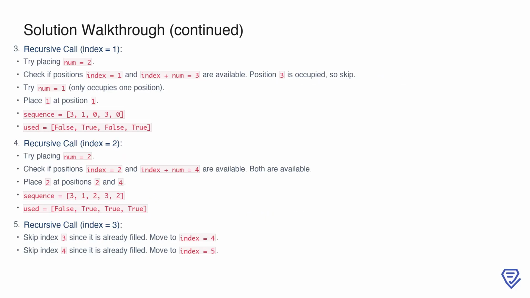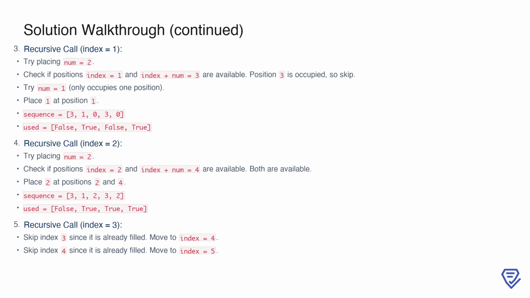Next, the recursive call proceeds to index equals 1. Here, we attempt to place number equals 2. However, position 3 is already occupied, so we skip 2 and try number equals 1 instead. Since 1 only occupies one position, we place it at index equals 1. This updates the sequence to 3, 1, 0, 3, 0, and we mark 1 as used in the used array.